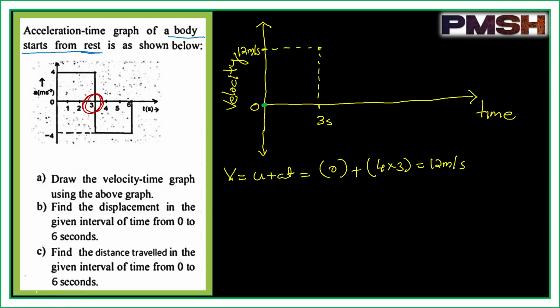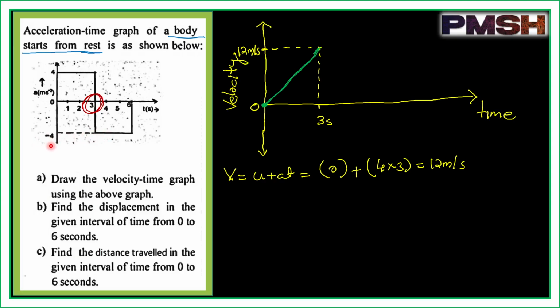So that's the point. So let's draw the graph. So the graph is like this. Okay. So the velocity is increasing with a constant acceleration, that is 4 meter per second square. Now we want to calculate what is the velocity at 6 second. Because from 3 second to 6 second, sorry, velocity not, acceleration does not change.